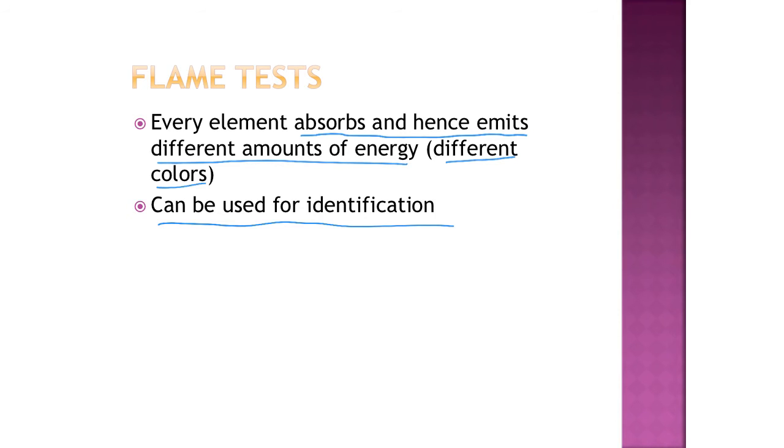And this is how fireworks get their colors. So different salts are put into the firework. When the firework explodes, that provides a lot of energy. That energy pushes an electron out to the excited state, falls back, releasing energy in the form of light. And you get the different colors for the different substances that have been added.